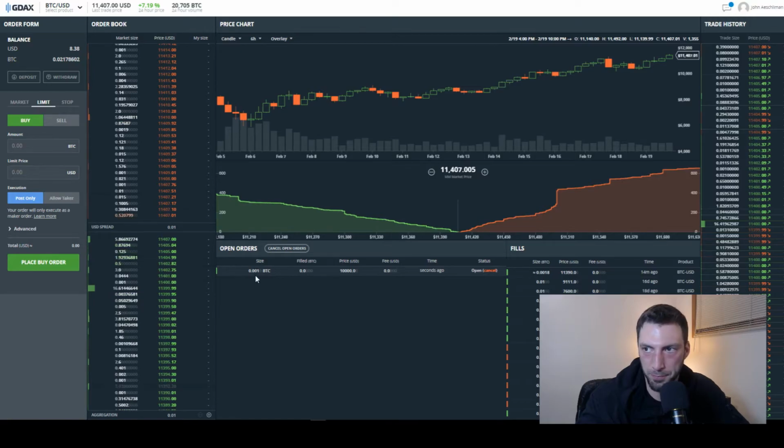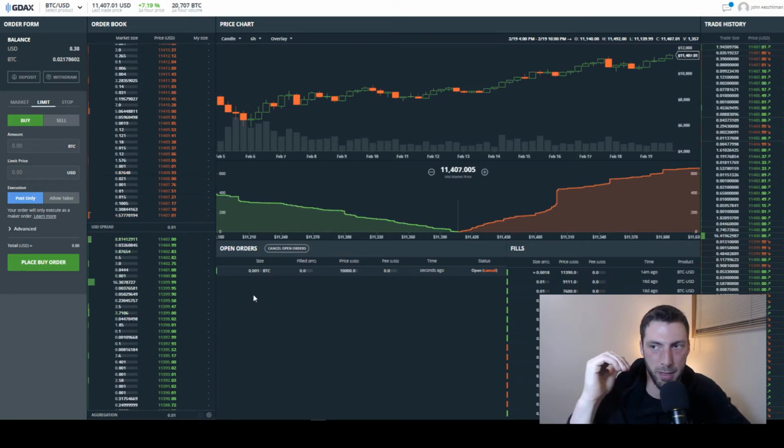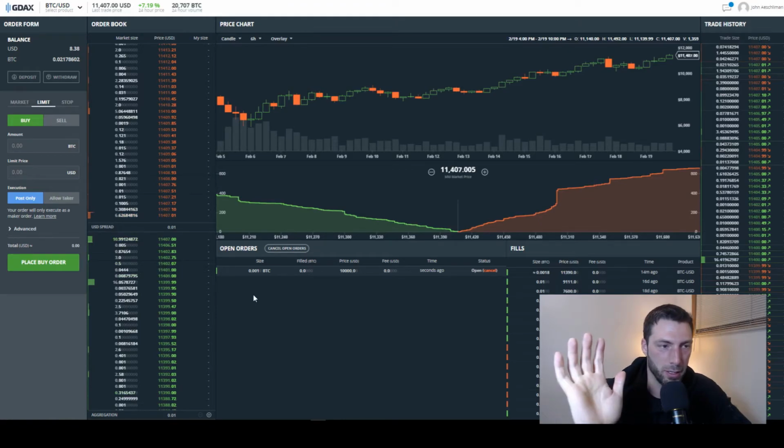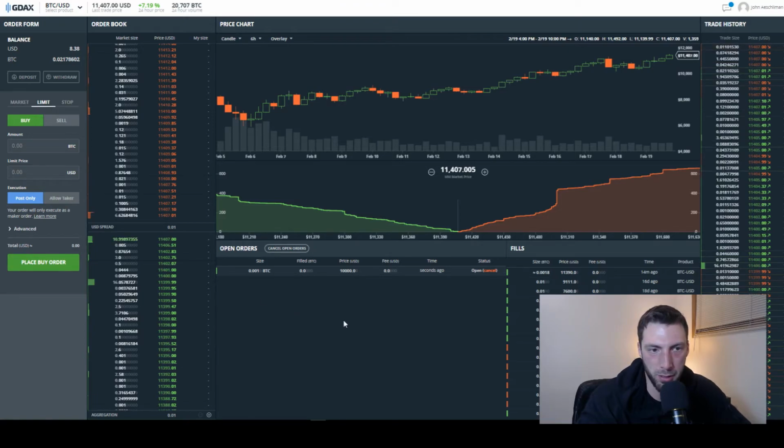So it's sitting there. And if I left for, doesn't really matter how long, because it'll sit there until Bitcoin reaches 10,000. Maybe it'll never reach 10,000. That'd be cool. If it does, then it will buy 0.001, and hands off. It'll just do it automatically. It's pretty awesome. That is that. Let's do a sell order here.